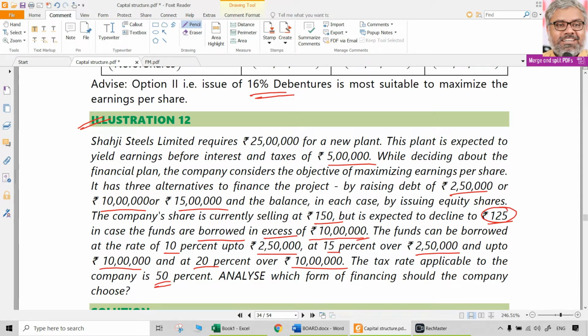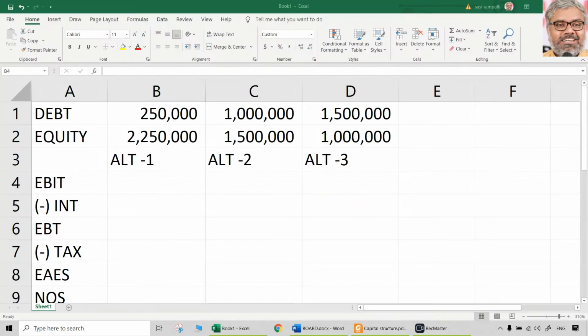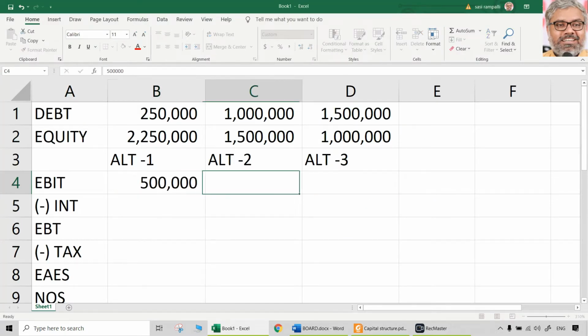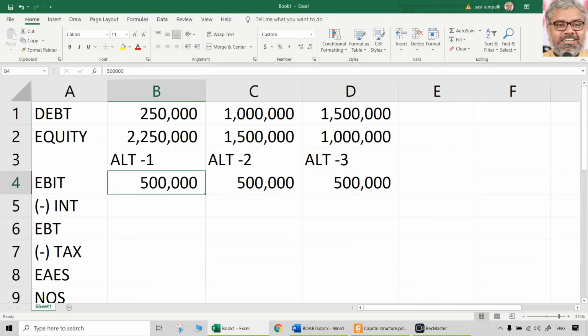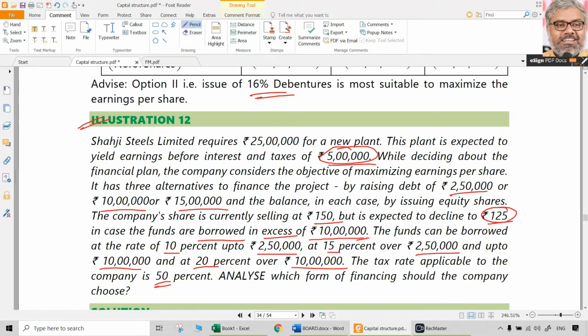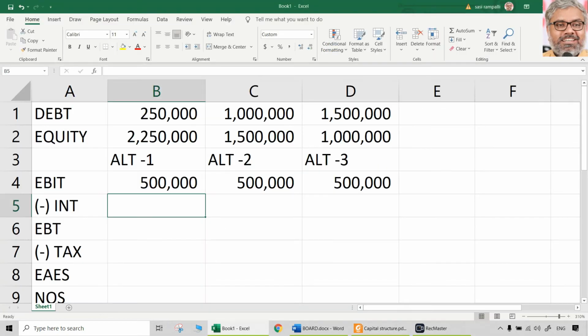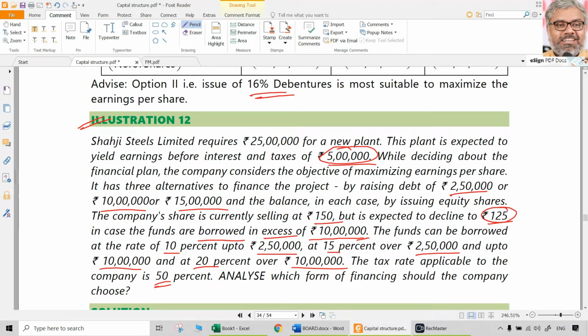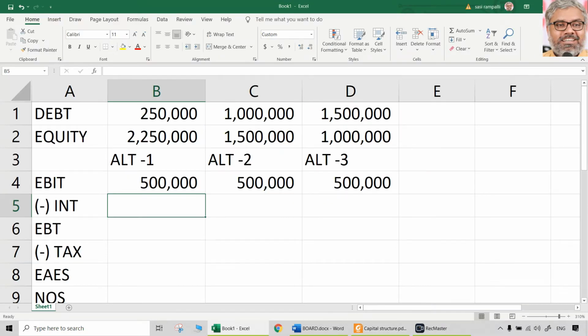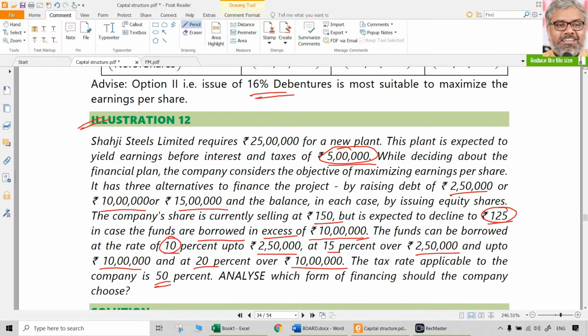What is going to be the earnings before interest and tax? This plant is expected to yield EBIT of 5 lakhs. That is common for each of the alternatives. 5 lakhs, 5 lakhs, 5 lakhs. Now comes interest. In alternative 1, how much is the interest? First of all, how much is the debt? Debt is 2,50,000. Up to 2,50,000, debt can be taken at a rate of interest of 10%. So 10% of 2,50,000 will be 25,000. That is the interest in first scenario.